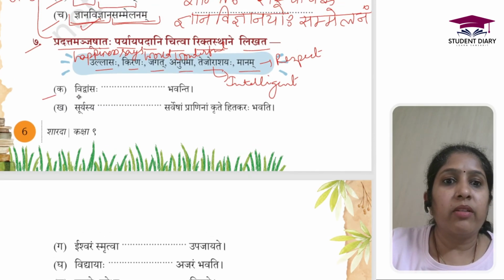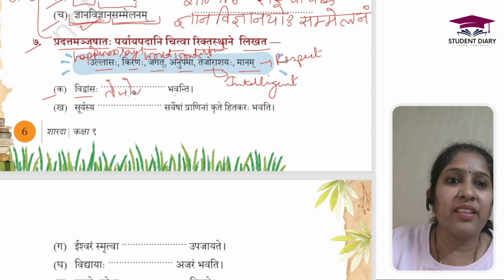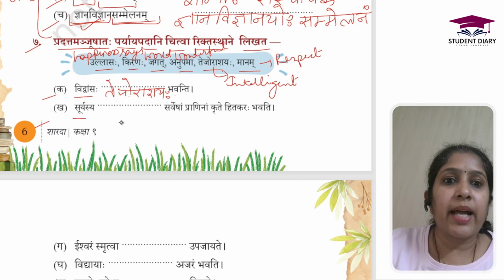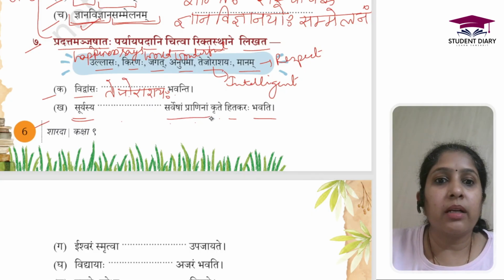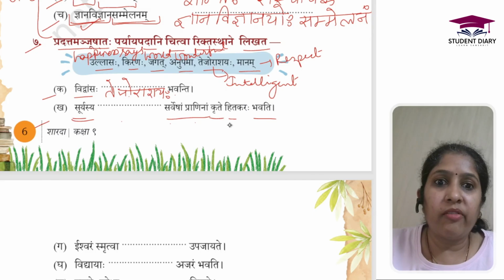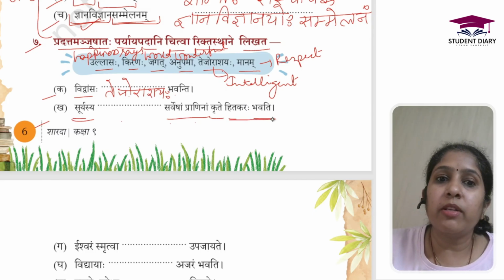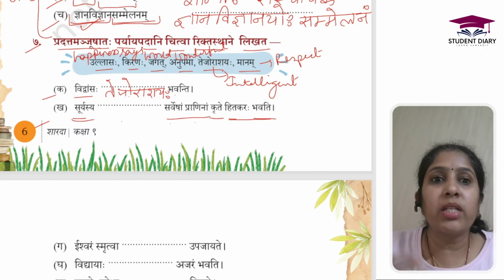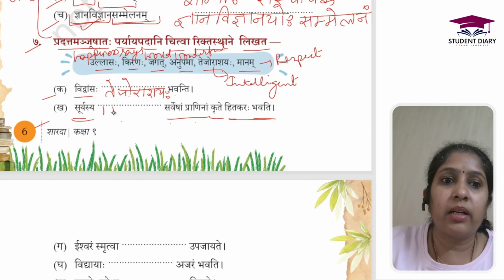So, first one, Vidvansaha dash bhavanti. Vidvansaha means intelligent people, right? So intelligent people will be intelligent only. So Tejo Rashya will come here. Correct? Next one, Suryasya dash sarvesham praninam krite hitkaraha bhavati. Suryasya means of sun, sarvesham praninam means of all living beings. Krite is there, so for all living beings, hitkaraha bhavati means beneficial. So what of the sun is beneficial for everyone? Kiranaha, right?